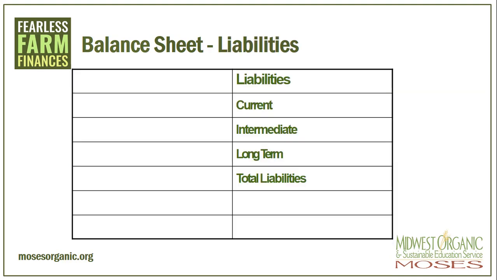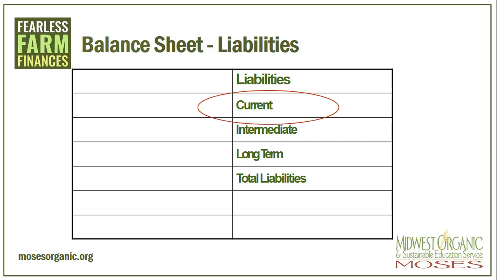Let's move to the other side of the balance sheet and talk about liabilities. As with assets, we start with current liabilities. This includes those items that will need to be paid within a year. Do not include monthly bills that are not past due. Those go on our income statement, which we will talk about in the next module.